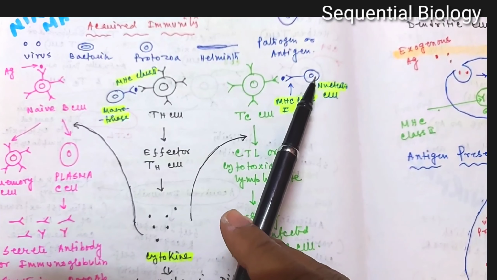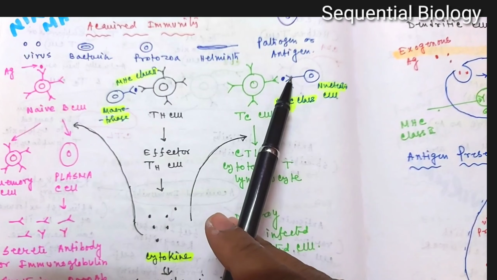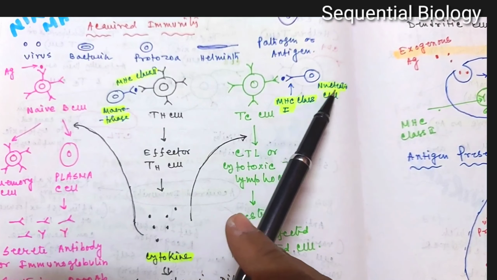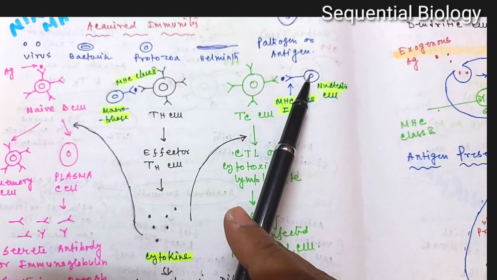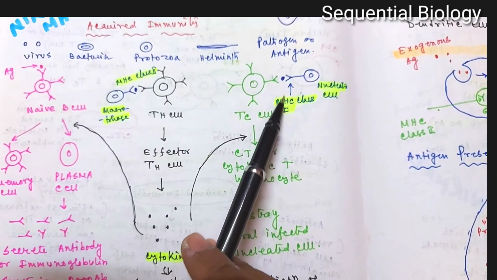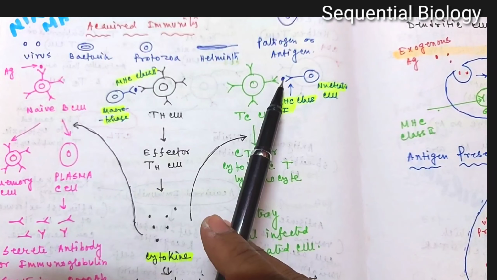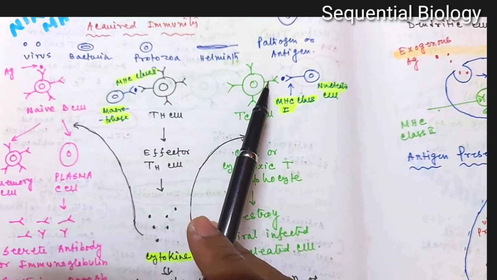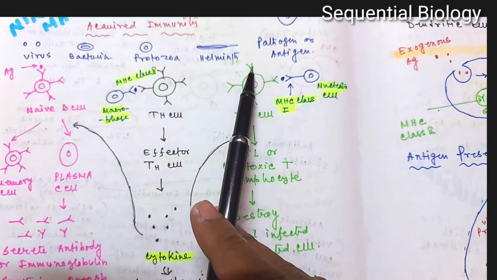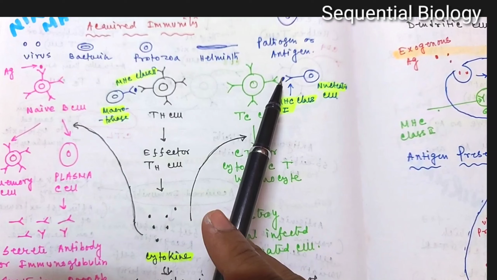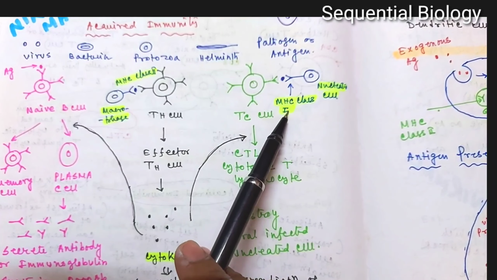When any pathogen or antigen enters our body and attacks any nucleated cell, the nucleated cell processes and presents this antigen through the MHC class 1 molecule. This is very important. All nucleated cells process and present the antigen with the help of MHC class 1 molecules. This processed and presented antigen can be recognized by the cytotoxic T cell. These are the cytotoxic T cells, and these are their receptors. The cytotoxic T cell receptor can recognize the antigen which is presented by the MHC class 1 molecule.